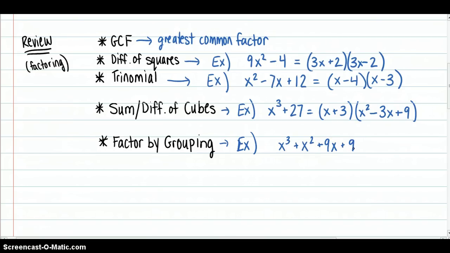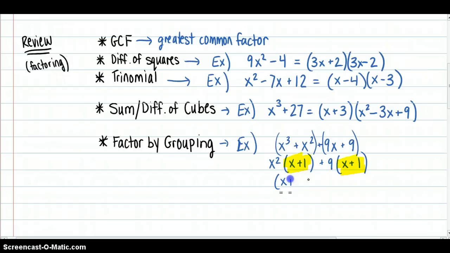And we would just factor it out by grouping. So group them together, factor out our GCF in each group, and then factor out that common term that you see. There we go. Plus 1 times x squared plus 9. Okay, so that's just a very quick reminder of factoring.